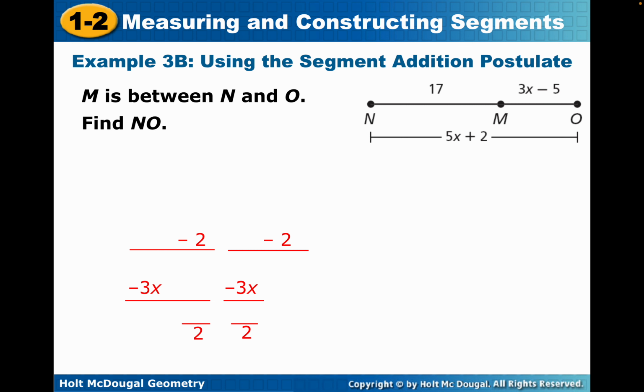Who can tell me how we can set this up in order to solve for x? Yeah, so we're going to say NM, that's 17, plus MO, this is going to be 3x minus 5, and that's going to equal the whole length of NO, so 5x plus 2. And then we would solve from there. So I'm just going to write it up here on what we did, and I'll get out of the way in a second.